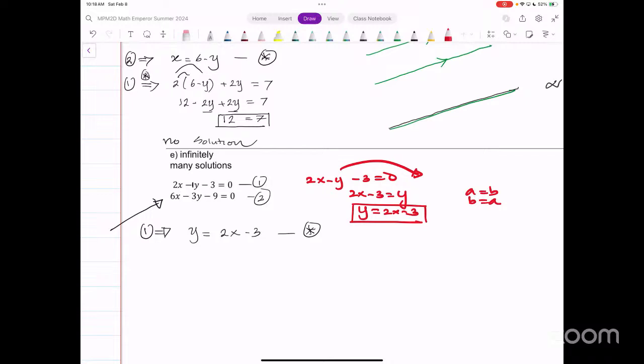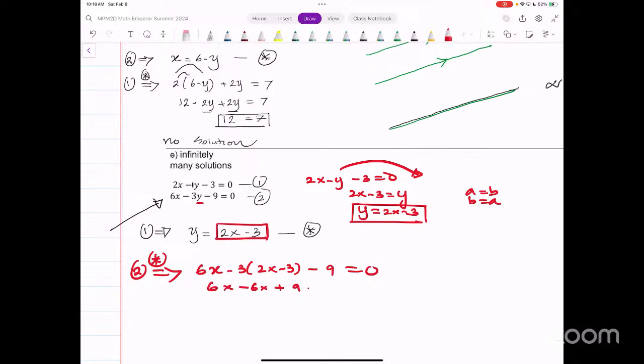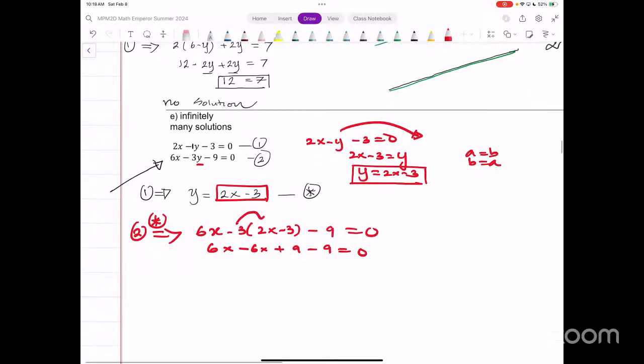All right. Now from number 2, we're going to use the result called star. 6x minus 3 times 2x minus 3 minus 9 is 0. So all I did, I replaced this guy by this guy now. 6x minus 6x plus 9 minus 9 is 0, isn't it? Yeah. Minus 3 times 2x. 6x, 6 has gone. 9 minus 9 is 0.